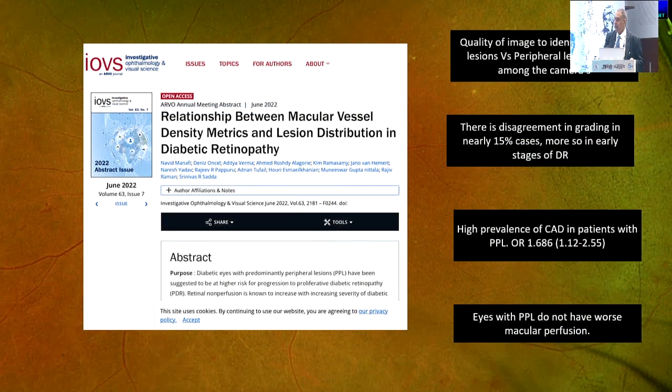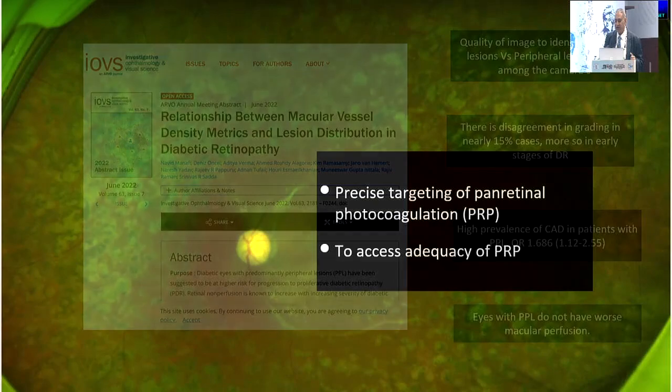And this is again a work with Dr. Sadda. We had these wide field images. We tried correlating whether it correlates with posterior pole ischemia, and the answer was no. So the eyes with PPL didn't have worse macular perfusion. This was presented at ARVO, and soon I think we'll be seeing this in publication too.